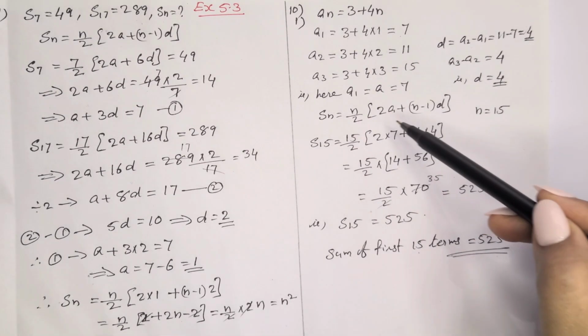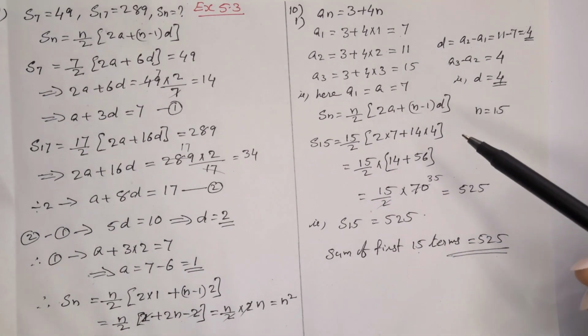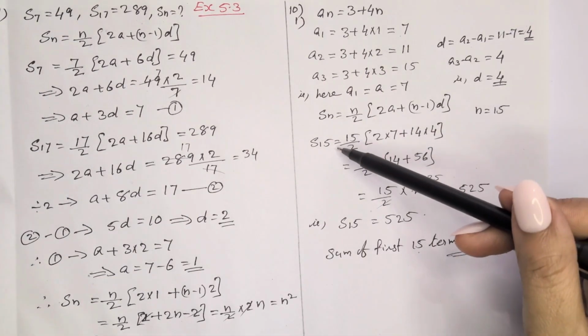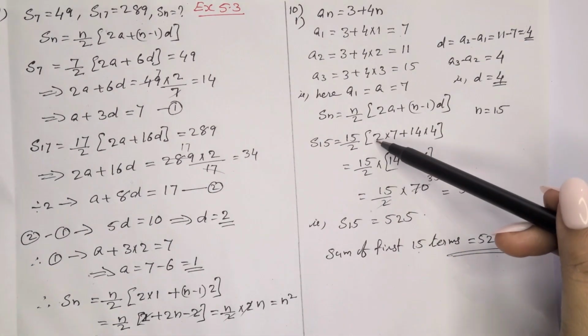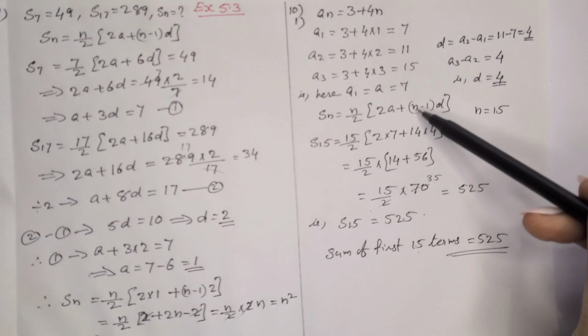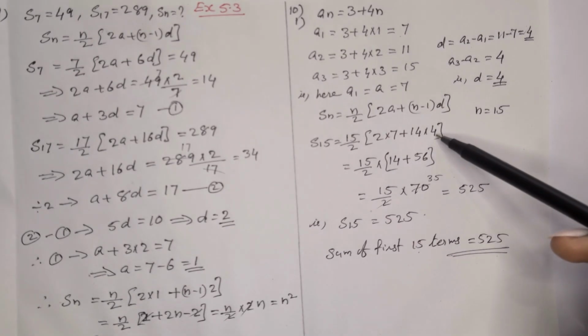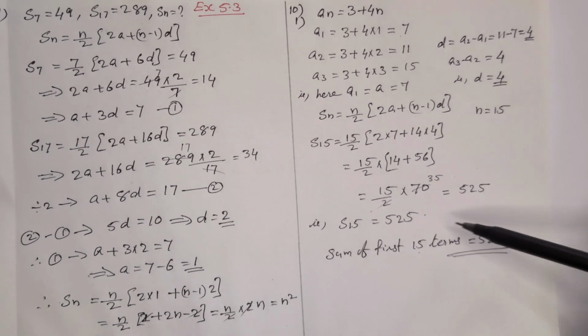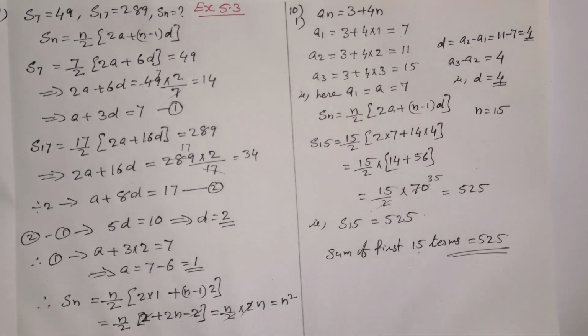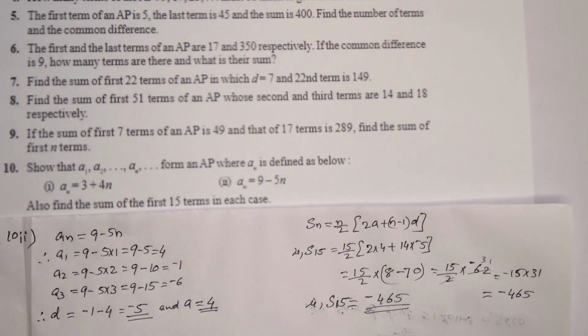Then put that in the sum formula. Here the question also asks to find the sum of first 15 terms. So S15 is equal to 15 by 2 into 2 into 7 plus 14, that is 15 minus 1, which means 14 into d. Simplifying, 525. So the sum of first 15 terms is equal to 525.